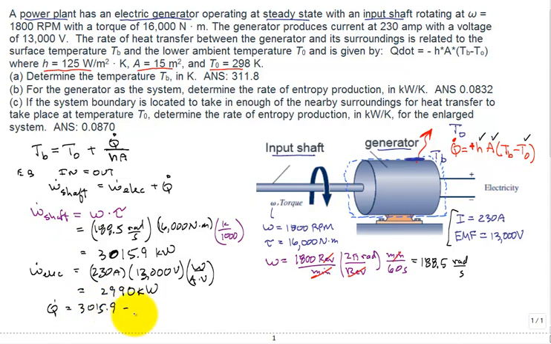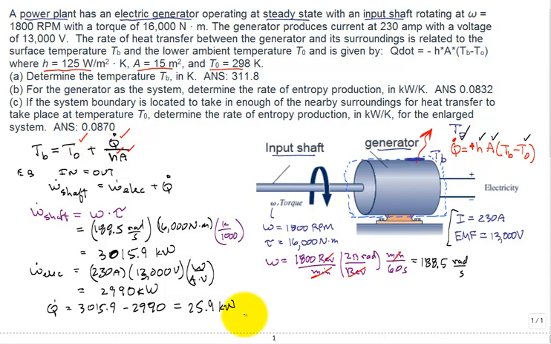3015.9, minus the electric out, 2990. Hence, the rate of heat transfer to the surroundings is 25.9 kilowatts. So we were able to solve for Qdot. We can go back to this equation right here. We have Qdot, we have H, we have A, we have T naught.